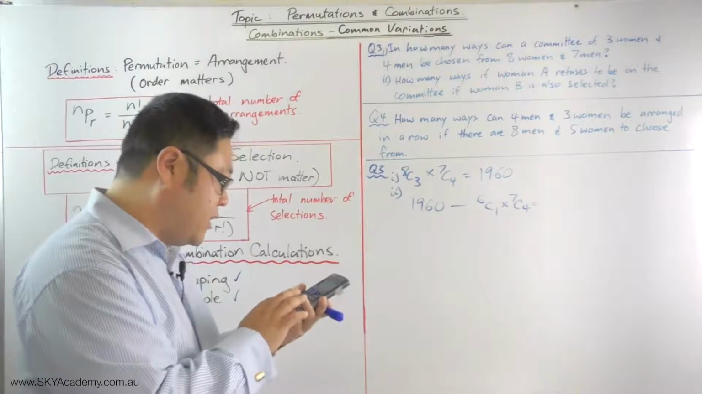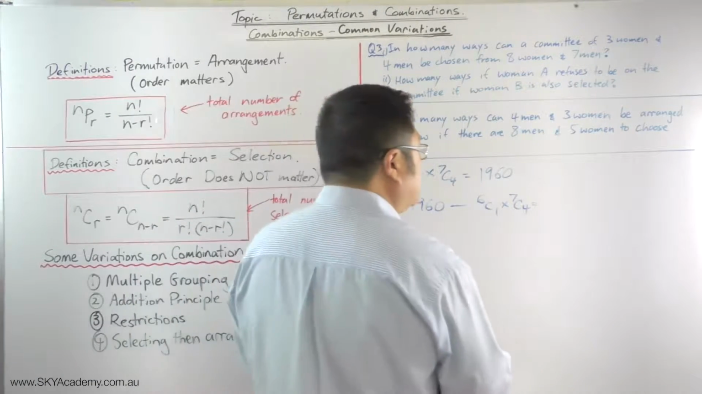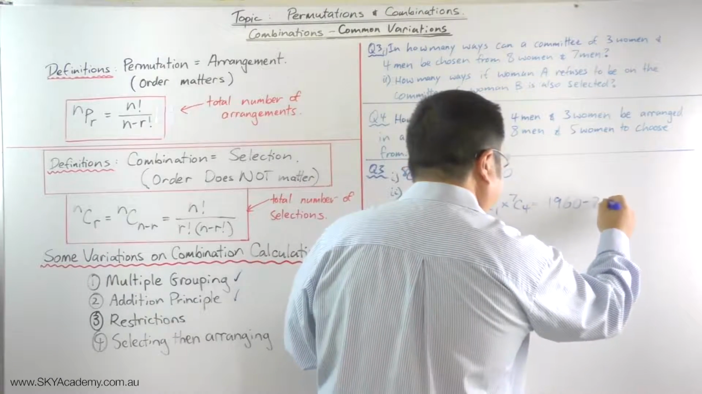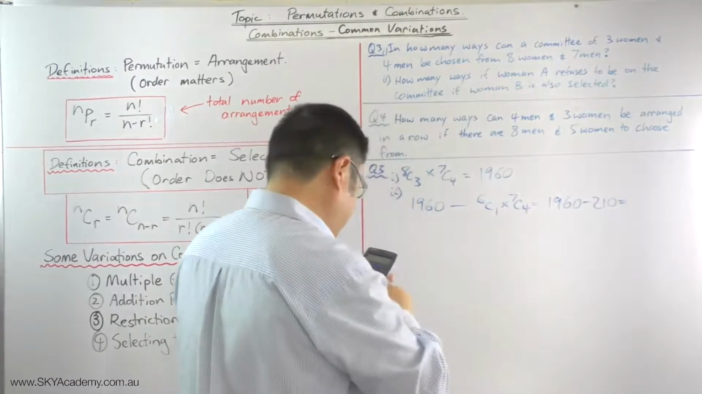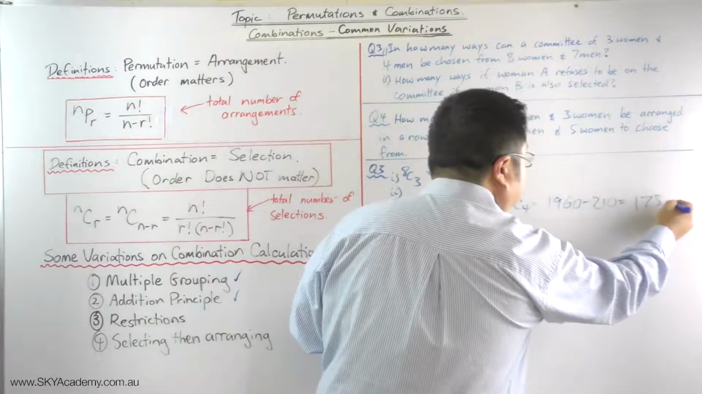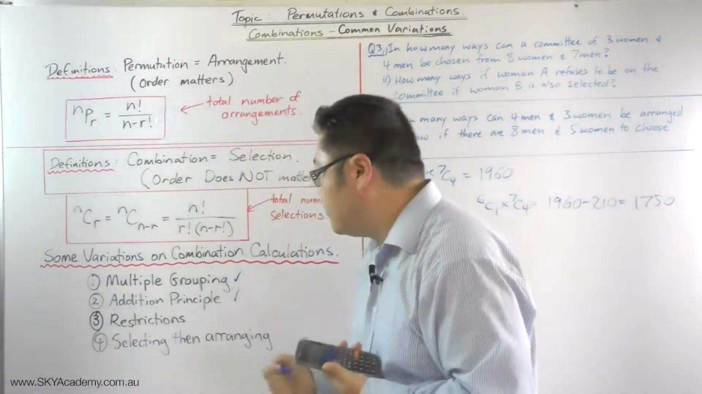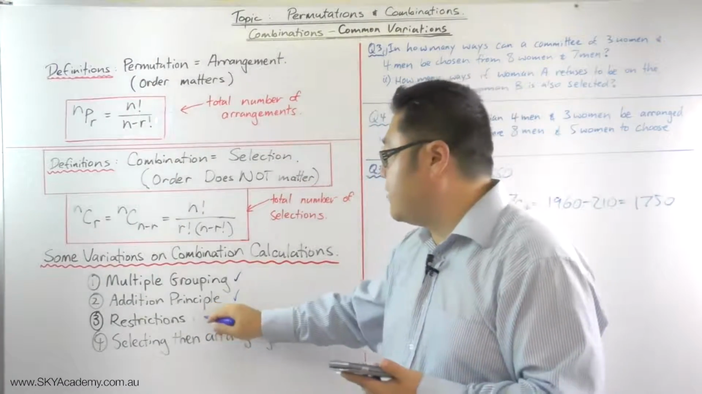So basically what we got is 6 times 35, which is 210, and 1960 minus 210 gives us 1750. Got it? Beautiful. So now, what have we done? We've done this one, restrictions. Restrictions is out of the way.